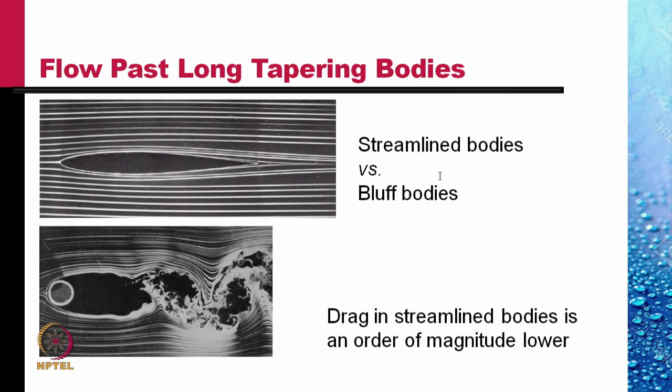In the first case of the streamlined body, the pressure at the front, which is pushing it, recovers at the back, and the pressure is pushing it forward from the back. And so these pressure differences cancel out and we have low drag. In the second case, the pressures in the front of the body are much larger than pressures at the back. And so there is a large drag. Drag of a streamlined body is an order of magnitude lower.